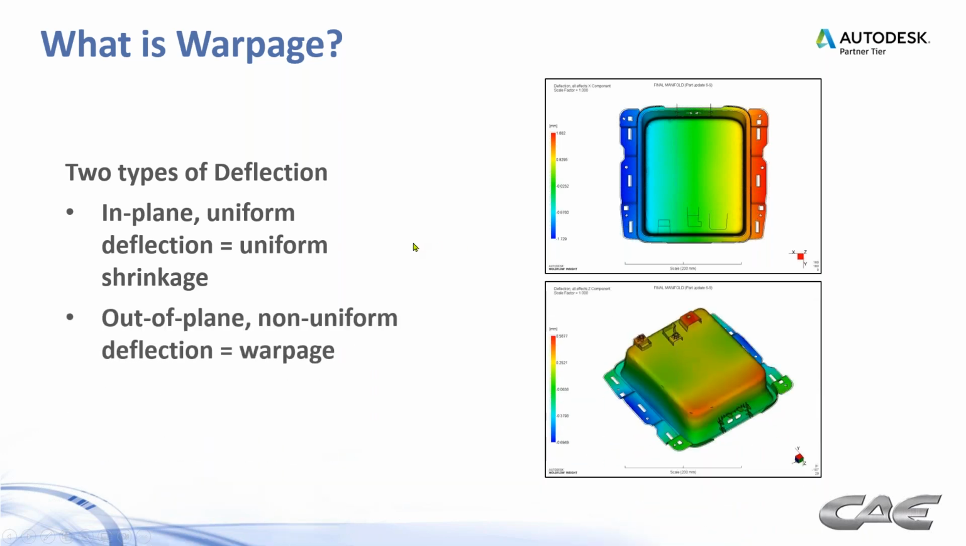When we have an out of plane non-uniform deflection, that's where we are talking about warpage. So when I see abrupt color changes, in this case, it's the Z component, so up and down in this picture, when I see abrupt color changes in that direction, say along this flange, for example, that is an indicator of warpage. So keep that in mind anytime you're looking at mold flow results. Not all deflections are warpage. Sometimes it's just the part getting smaller at a uniform rate where the part doesn't warp.